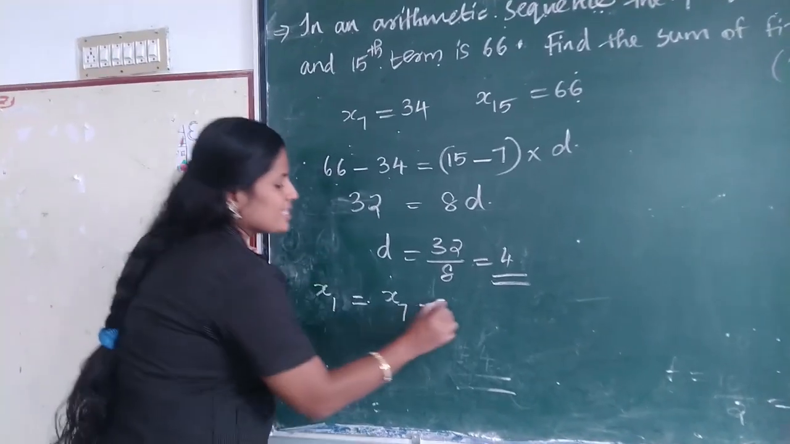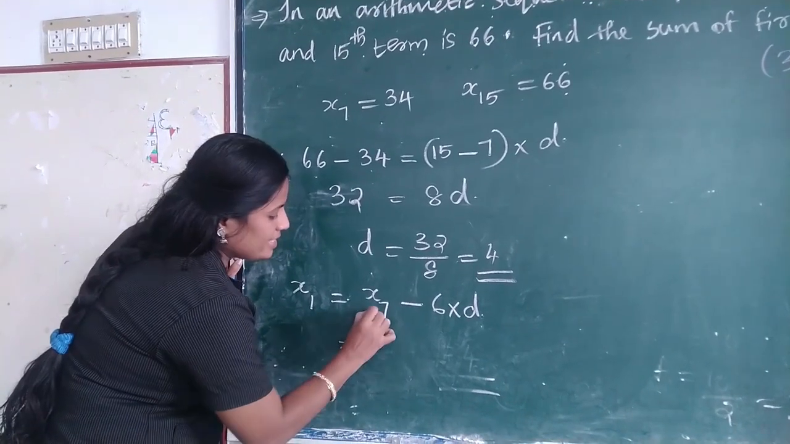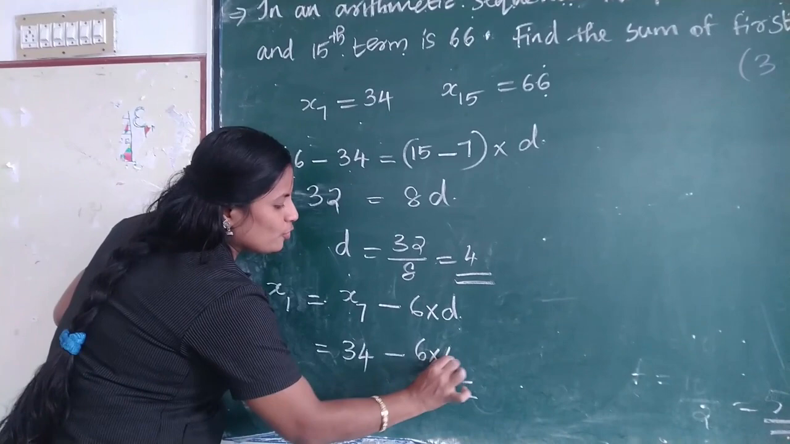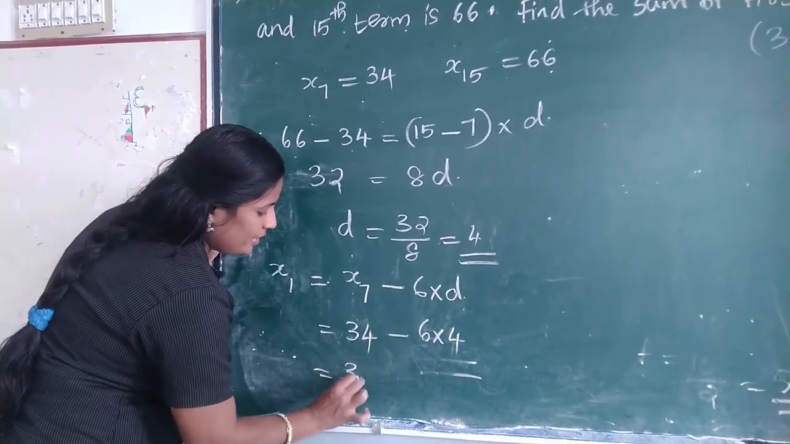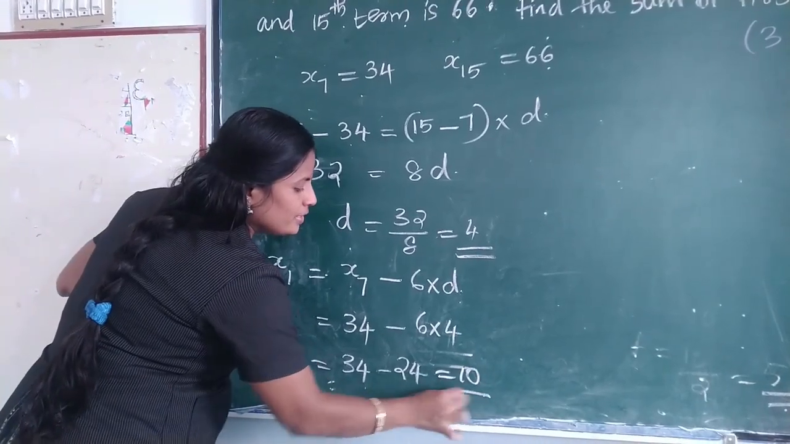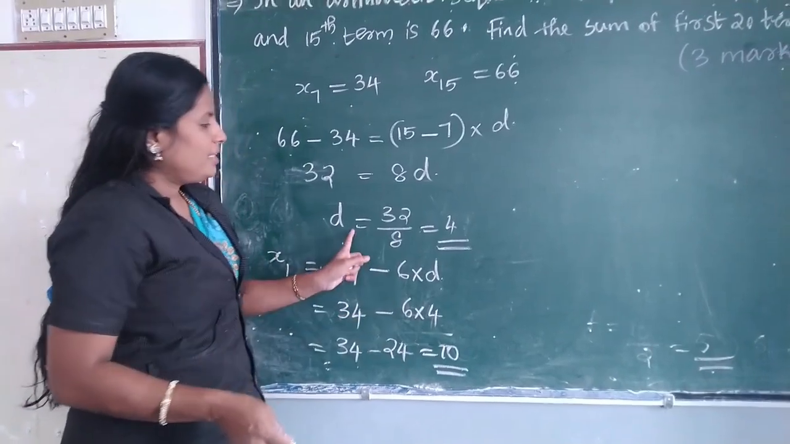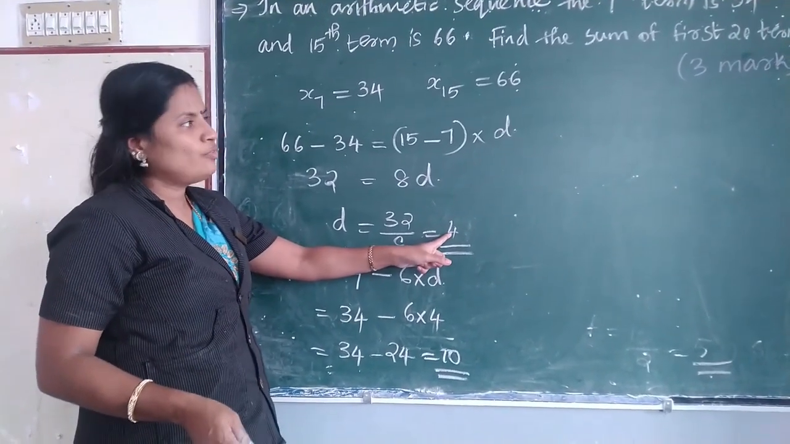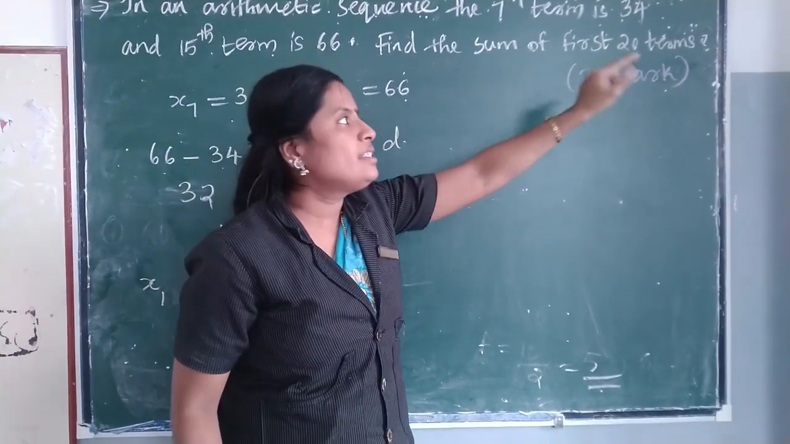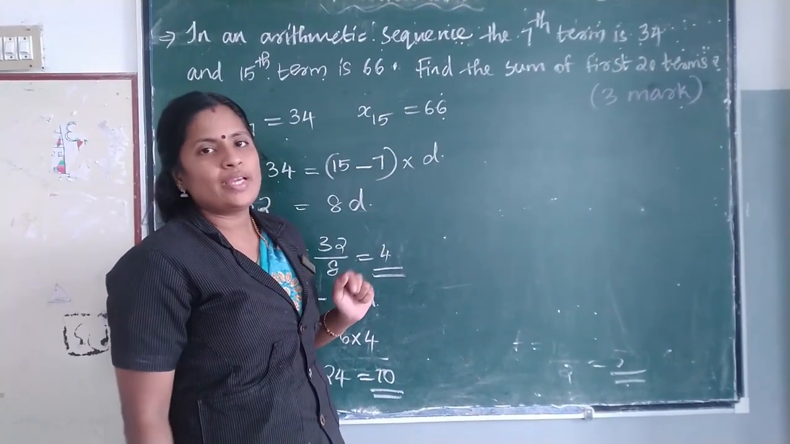That is 6. 6 times the common difference. So x7 is 34 minus 6 into 4. So 34 minus 24, which is equal to 10. So the first term equal to 10 and the common difference equal to 4. Next we have to find out the sum of first 20 terms. How can we find out the sum of first 20 terms?